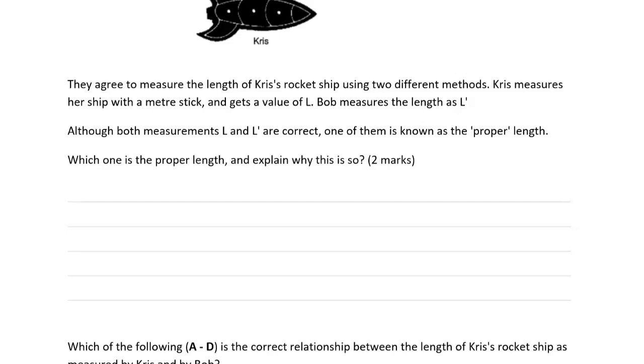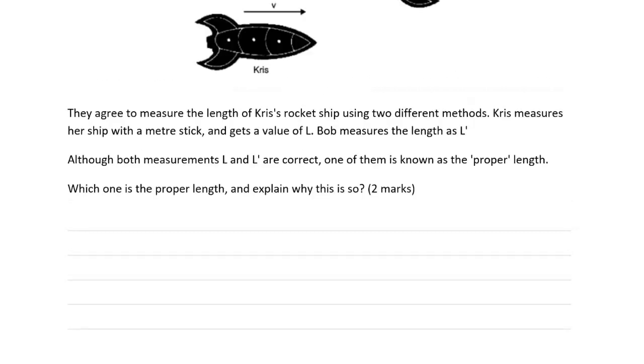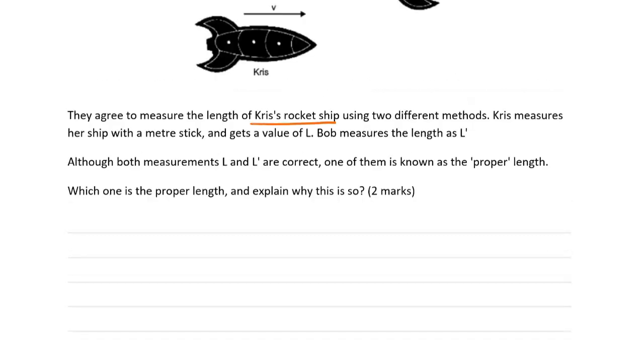Again, proper length isn't saying correct length, it's just a definition in physics, and it's the length of an object measured when stationary compared to that object. Using what we just discussed there, who is stationary with respect to the rocket ship? We were wanting to measure Chris's rocket ship, so that means we need to go in Chris's frame of reference to find the proper length.